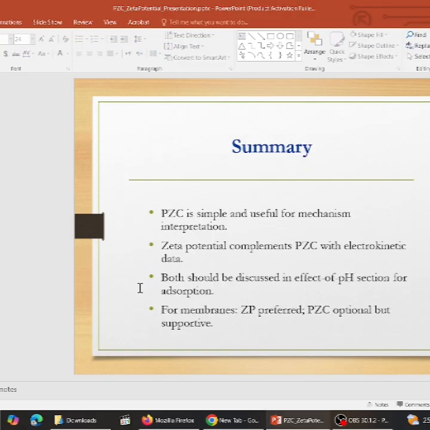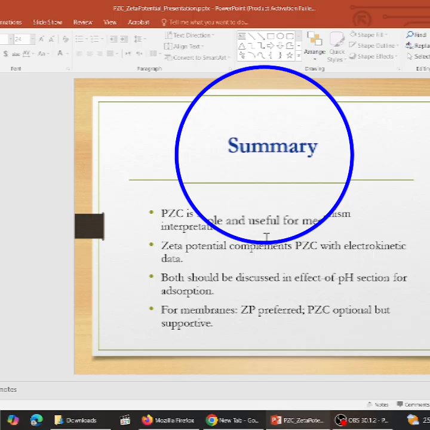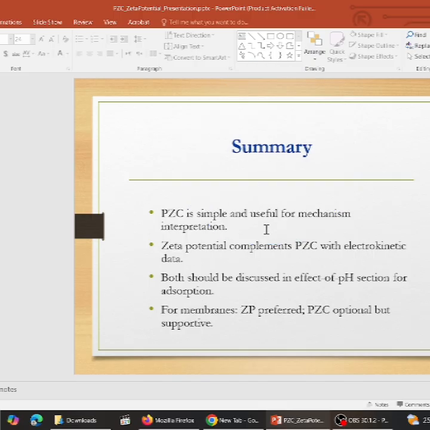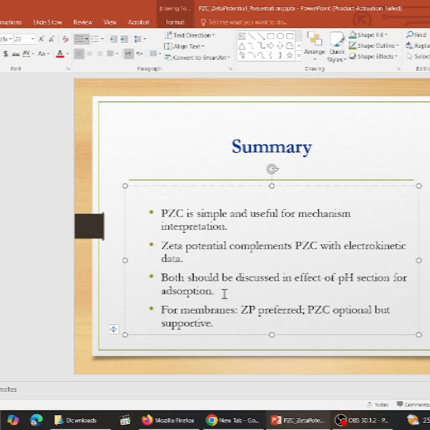Now, to summarize: it is simple and useful for mechanism interpretations. Zeta potential complements point of zero charge with electrokinetic data. Both should be discussed in the effect of pH section for adsorption, so you can discuss both of them or either of them. For membranes, zeta potential is preferred but optional, though supportive.